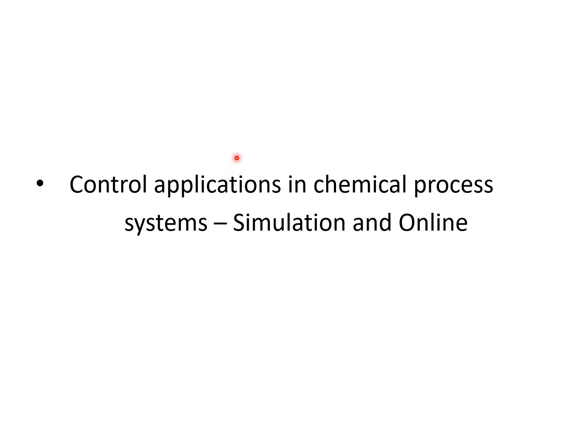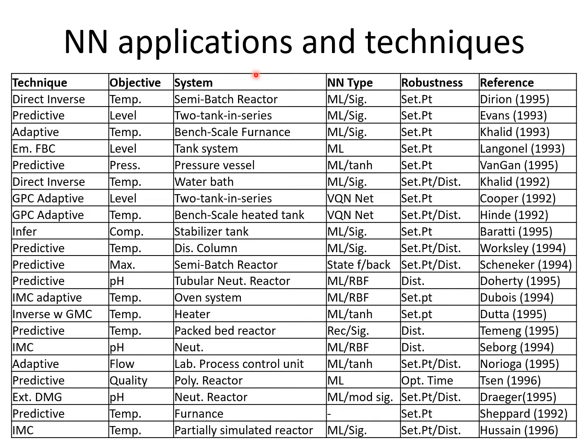Okay, so in control applications in chemical processes, you can have the simulation side and online. A lot of it has been implemented mainly in simulation, very few online. And some of these are mentioned here in this presentation. There are a lot of methods being used: direct inverse, predictive, adaptive that I mentioned, GPC, and so on, for different objectives, temperature, level, and so on. Different systems, semi-batch to tank, vent tank pressure, and so on.